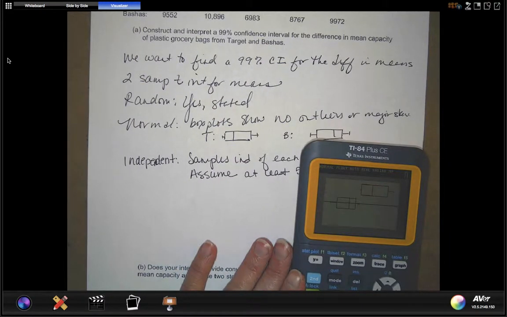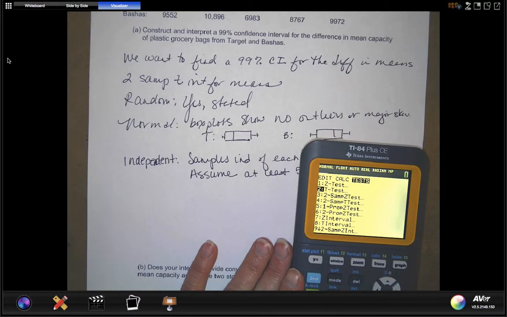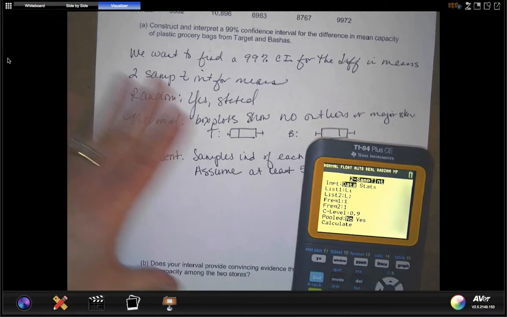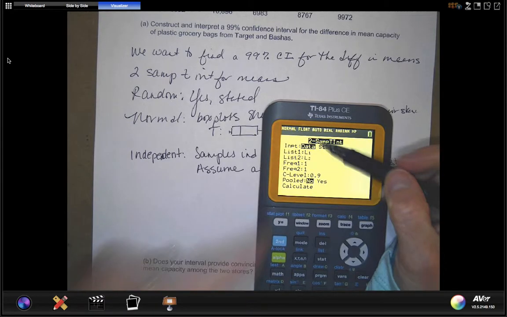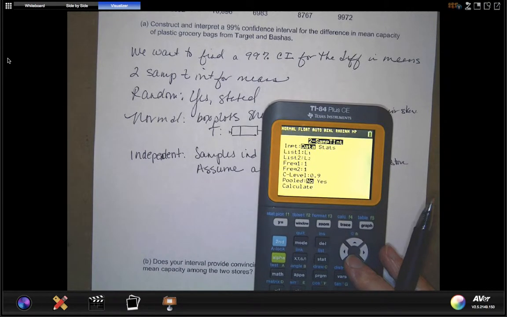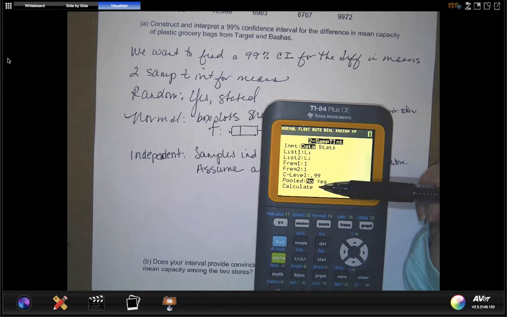So then when I do my test here, if I wanted to use the formula, I'd have to find all the pieces and plug it into the formula. This one, I'm just going to go straight here. So I'm going to use the data option, list 1, list 2, 1, 1. Just leave those as 1. This is going to be 9, 9. All right, this pooled right here, you just always say no.